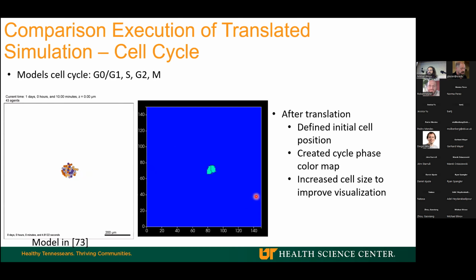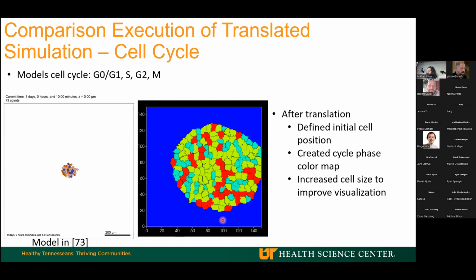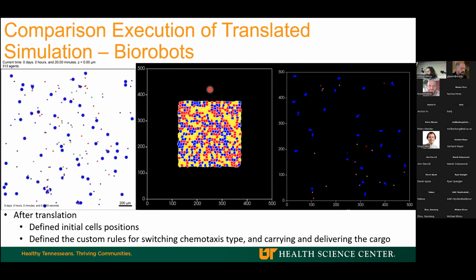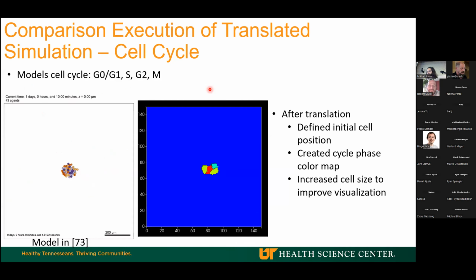And the things that I had to do after hitting the translate button were to define the initial cell position and create this color map. And I also increased the cell volume to make it easier to see on the right. So here, the color maps are like cell states. Yes, the color maps are the different phases of G0, G1, S, G2, and F.